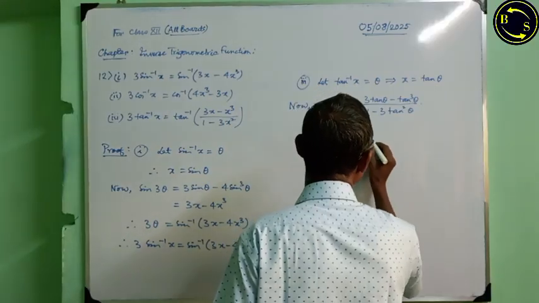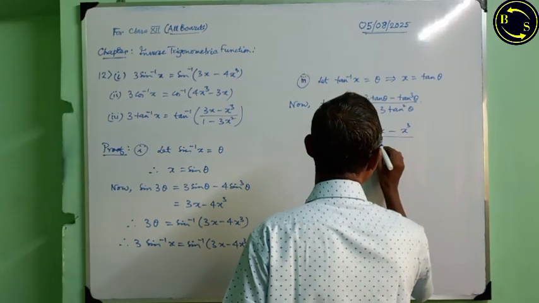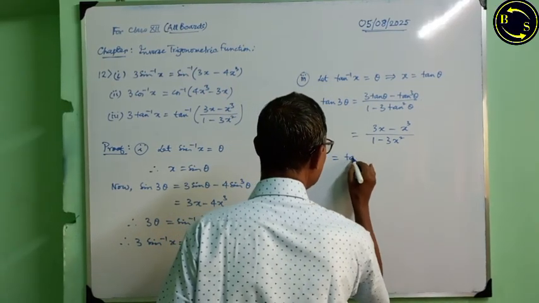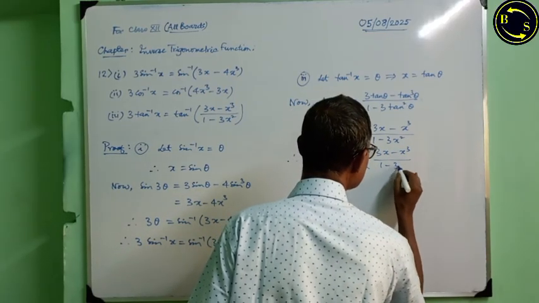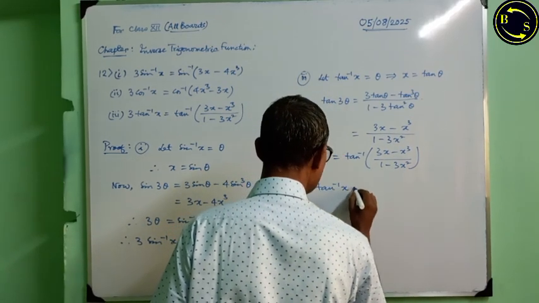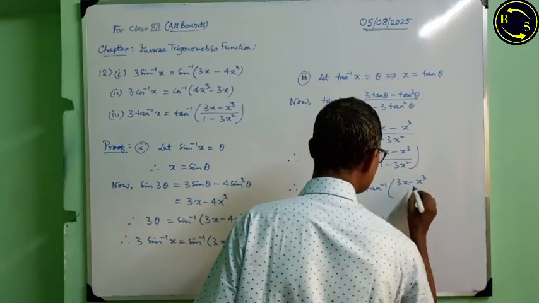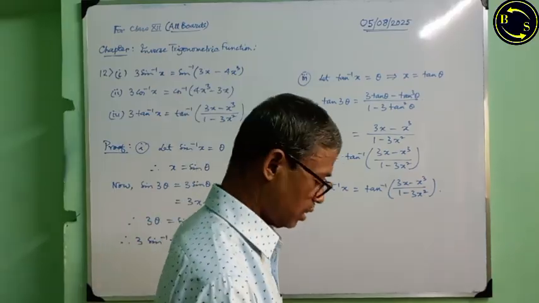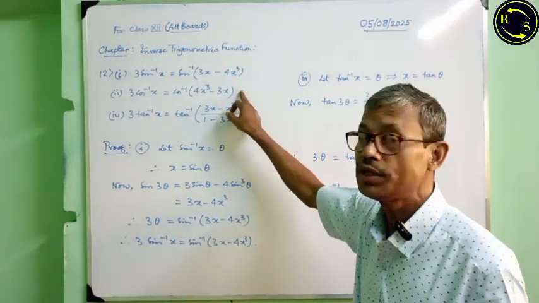Now I put the values: 3x minus x cube over 1 minus 3x square. Therefore 3 theta equal to tan inverse of (3x minus x cube) by (1 minus 3x square). Therefore 3 tan inverse x is equal to tan inverse of (3x minus x cube) by (1 minus 3x square). And I suggest, learner students, you prove the second one yourself.